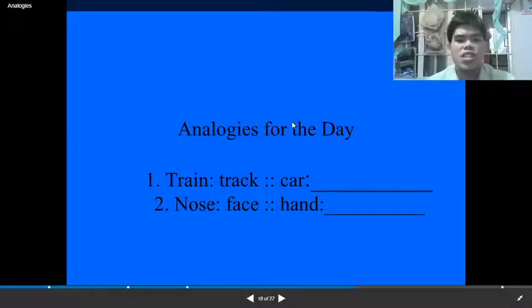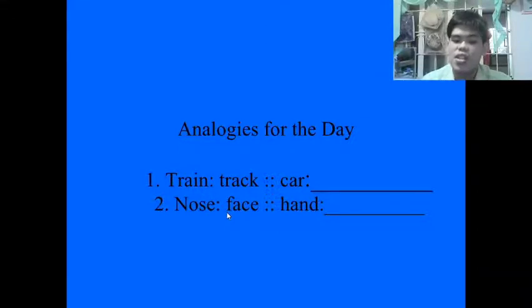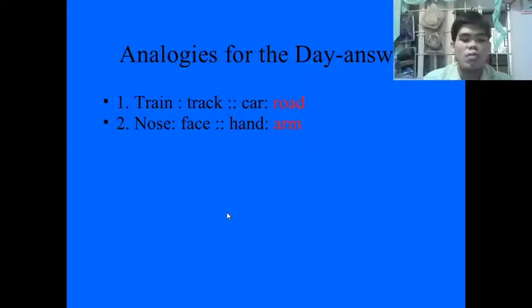So some more analogies for the day. Train, track, car, road, nose. Of course, when we have nose, where is the nose? The face. How about hand? Arm. So where can we find the hand? It is connected to our whole arm, while the car, of course, drives on the road.